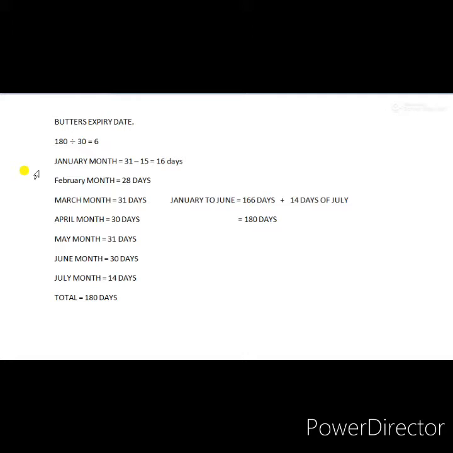See, students, they have written that the expiry date starts from the month of January and extends up to 180 days. 180 days means it will be 6 months. How can we find that? 180 divided by 30. For 1 month we take the approximate days, and the approximate days in 1 month are 30 days. So 180 divided by 30 equals 6 months.